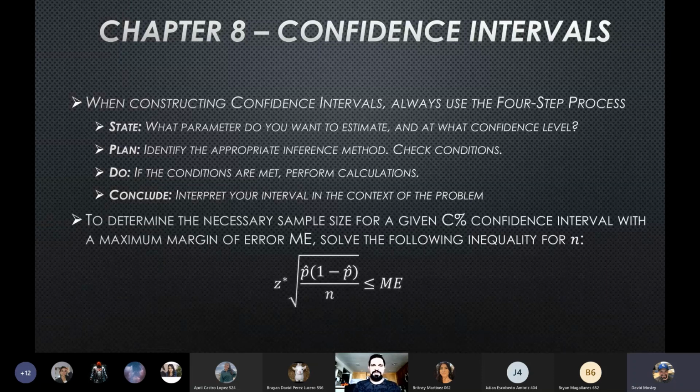To determine the necessary sample size for a given c% confidence interval with the maximum margin of error ME, solve the following inequality for n. And again, this is a maximum acceptable margin of error, which is why we have the less than or equal to inequality. So we would have a value for z star, we would have the value of p hat, we just don't know what n is, so we put in the missing variable values that we know, solve for n. Right? And in this case, the margin of error will be a percentage that's transformed into a decimal.